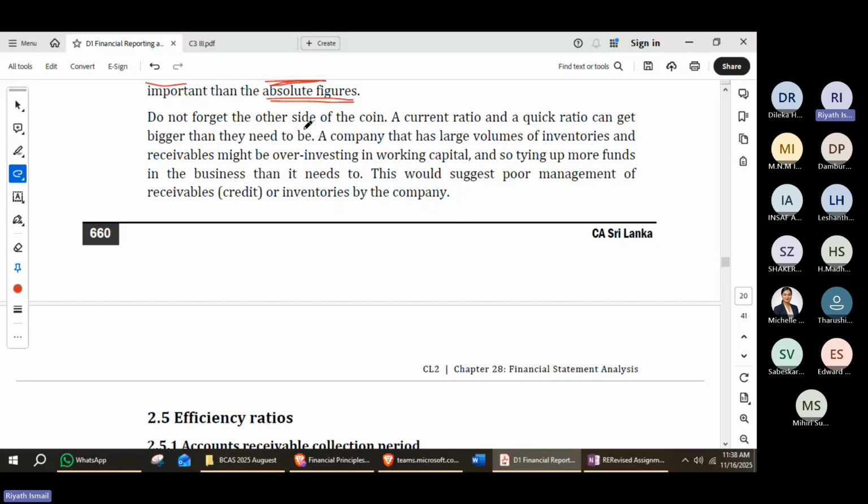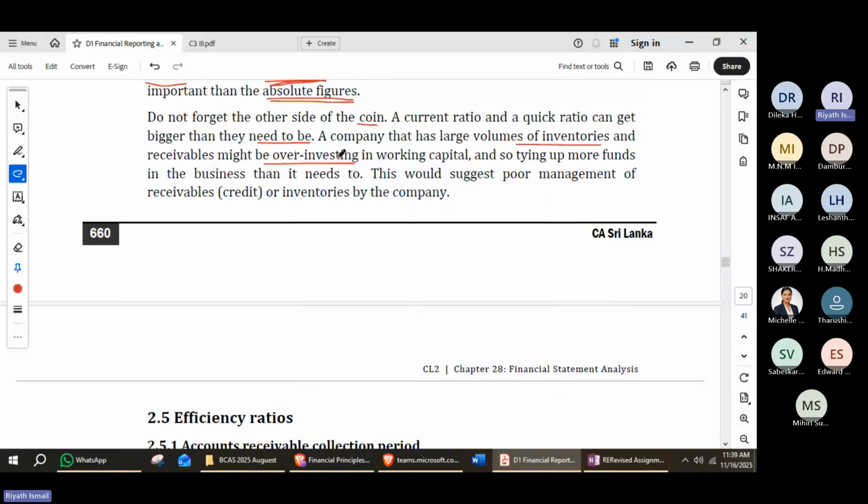Do not forget the other side of the coin. The current ratio and quick ratio can get better than they need to be. A company that has a large volume of inventories and receivables might be over investing. They purchase a big amount of inventory, but it takes a lot of time to make sales.